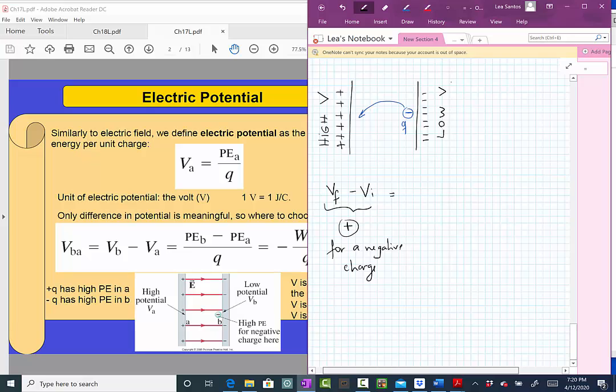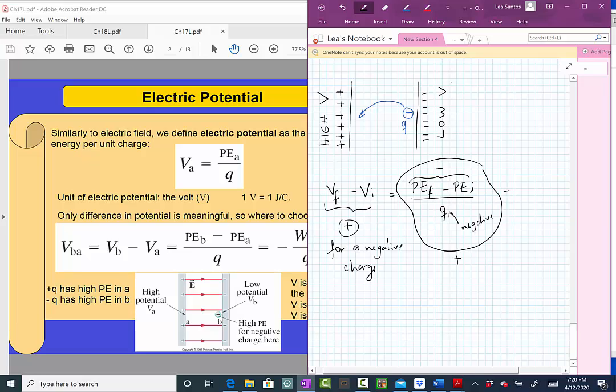What is this change in potential? Using the definition of potential, it is going to be the final potential energy minus the initial potential energy divided by Q. Final potential energy minus initial, this number here is negative because the charge is losing potential energy. Now this charge is negative, okay? So the whole combination of negative change in potential energy and negative charge will give us plus. So you see that things are consistent.